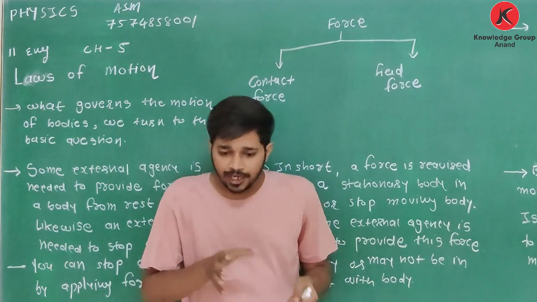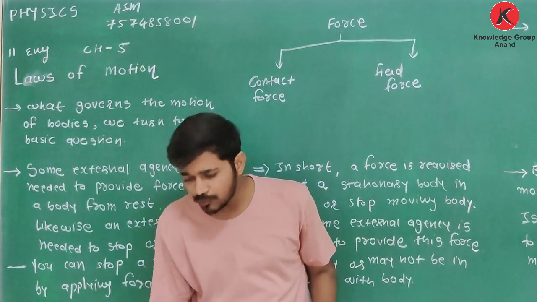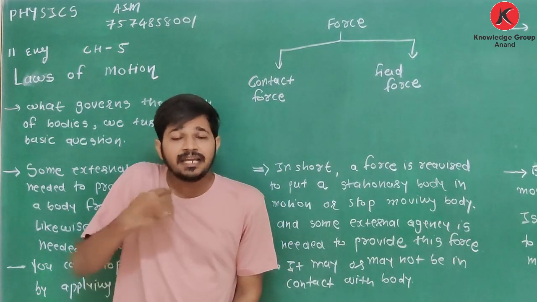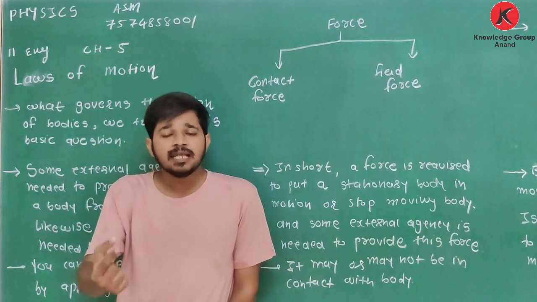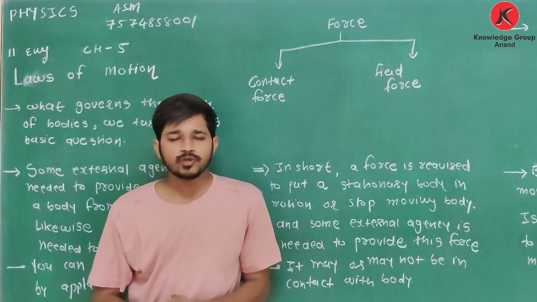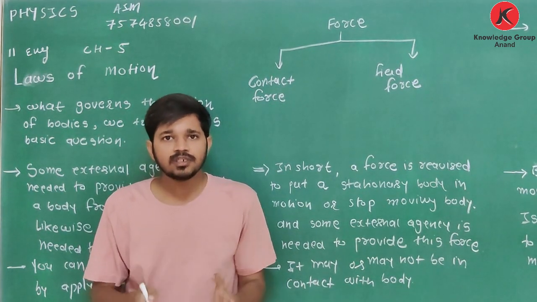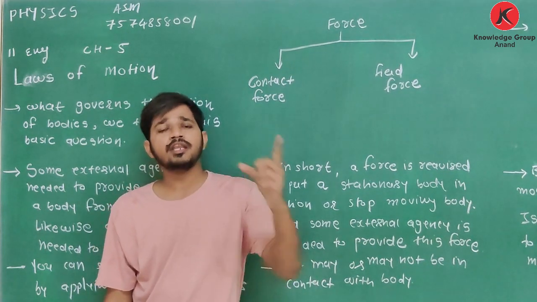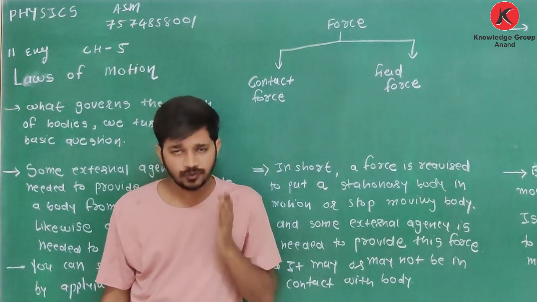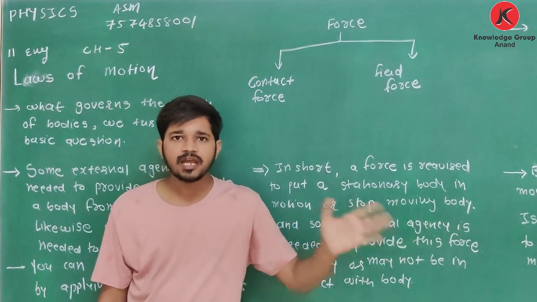Simple. If some object is moving, for example one ball is rolling, it is in motion. To stop that ball, again I have to apply some external agency which provides force to stop its motion. So there are numbers of examples. If this fan is rotating and I apply some force, then it will stop its motion. There are numbers of examples that we have seen.